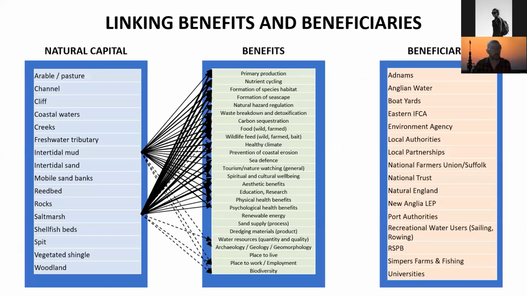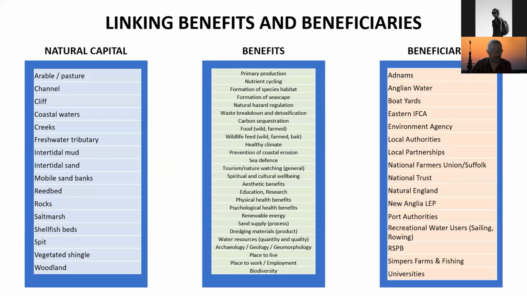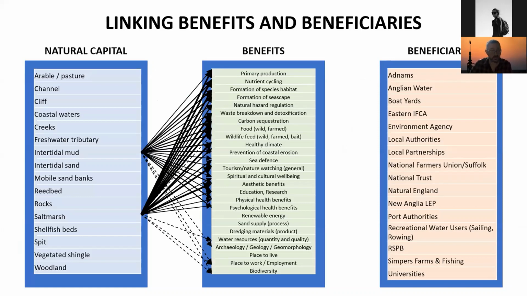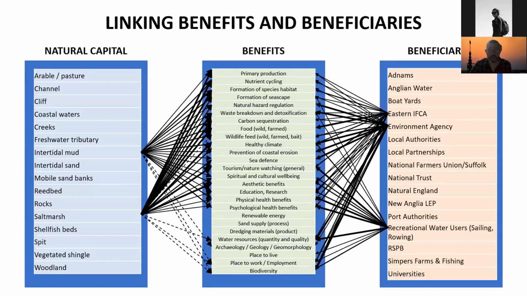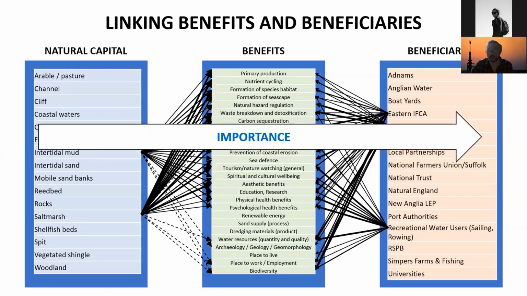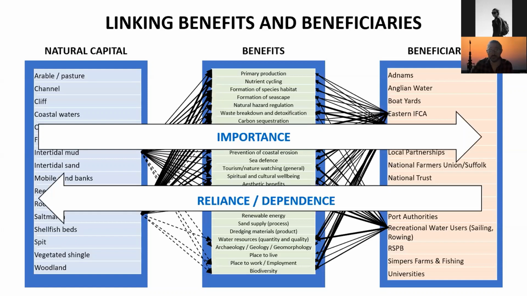And then we did this through a whole range of links between capital, benefits and beneficiaries, and that really starts to paint the picture of how natural capital influences the benefits, and then how those benefits influence the beneficiaries. And so you can start to see these quite complex linkages forming between the different elements of the system, but it builds up a really strong idea of how the natural capital provides benefits, and then how those benefits are used, and how reliant those different stakeholders are upon those benefits. So the importance in one direction, and then the reliance going back in the other direction.